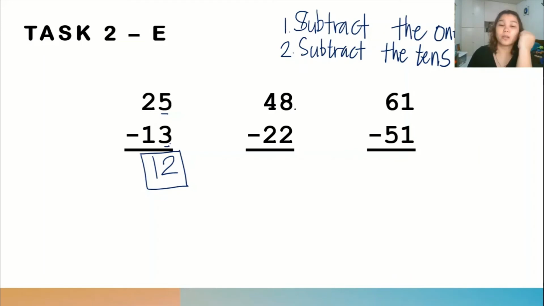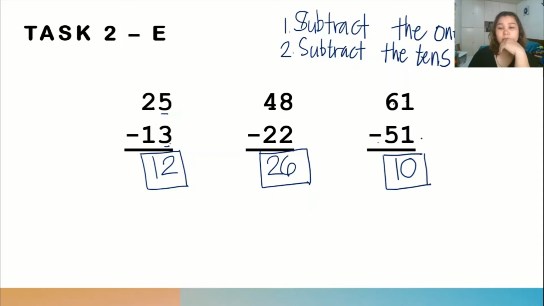Okay. So, 48 minus 22. Ito muna, we begin with the ones. This one, 8 minus 2, it's 6. 4 minus 2, it's 2. So, 26 is the difference. Okay, next, 61 minus 51. If we begin with ones, 1 minus 1, which is 0. 6 minus 5, it's 1. So, the answer is 10.